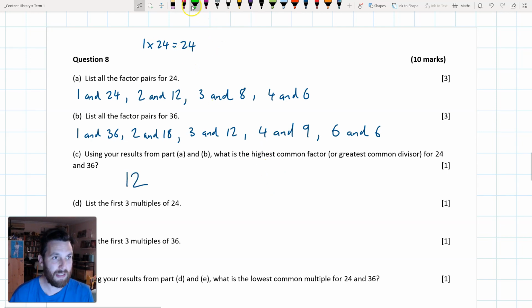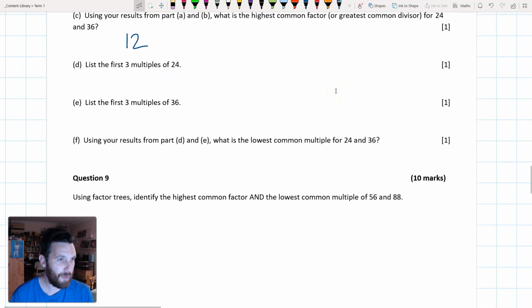Okay, because 12 is the largest number. I've got a 12 here and a 12 here. It's the largest number that is common to both. Okay, first three multiples of 24.